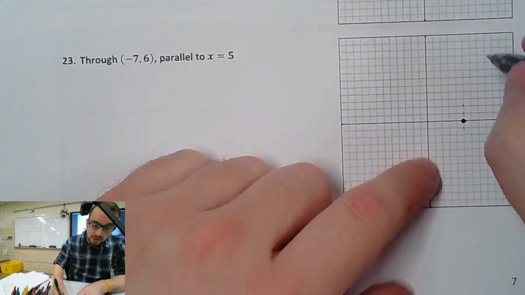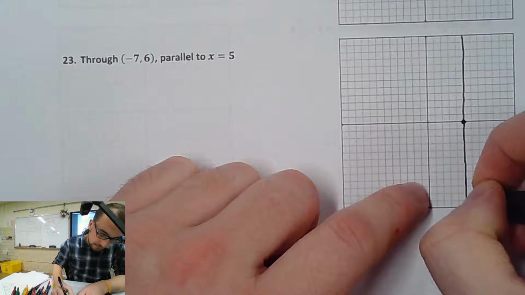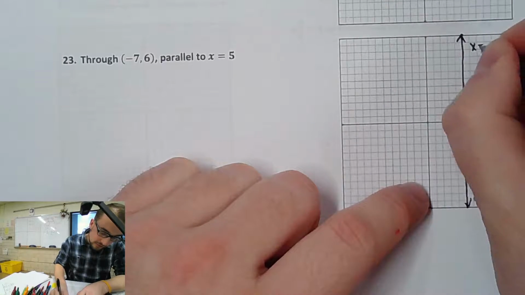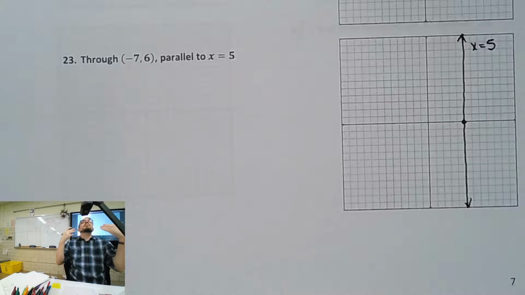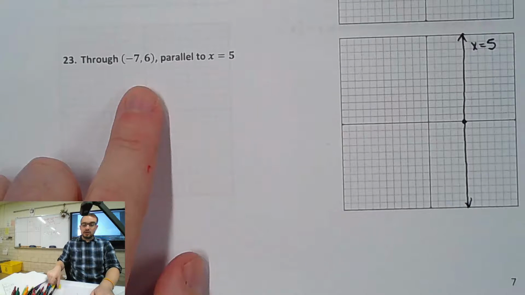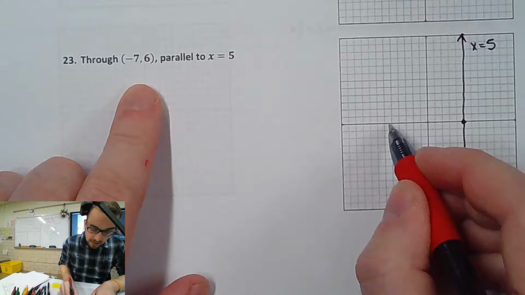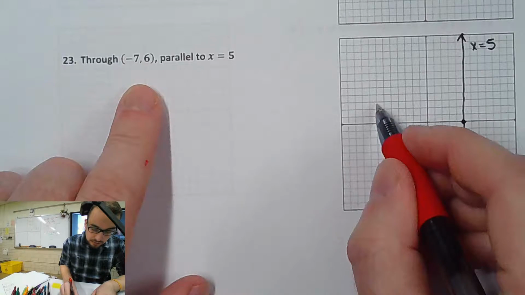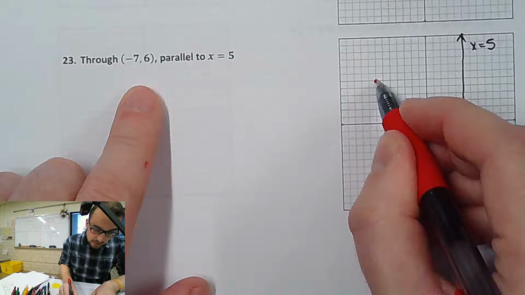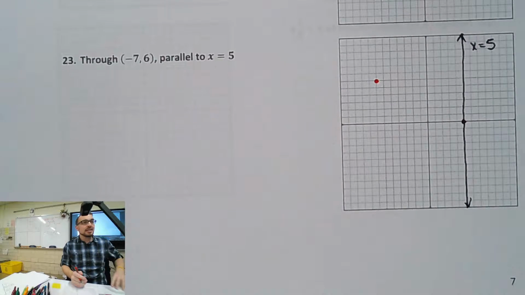So what kind of line is that? Vertical. So that's the line x equals 5. If we want a line that's parallel to that, the other line has to also be vertical, doesn't it? Okay. Well, they want it to go through -7, 6. That's here. 1, 2, 3, 4, 5, 6, 7, up 6. 1, 2, 3, 4, 5, 6. So that's -7, 6. They want it to go through that and be parallel. Well, I can draw that, right?